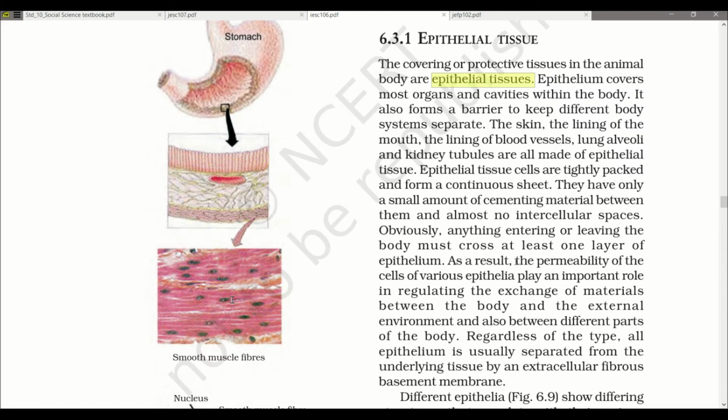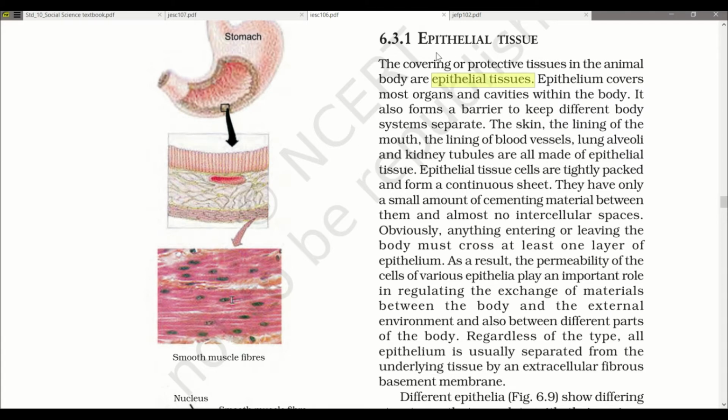As a result, the permeability of cells of various epithelia plays an important role in regulating the exchange of material between the body and the external environment and also between different parts of the body. Regardless of the type, all epithelium is usually separated from the underlying tissue by an extracellular fibrous basement membrane.